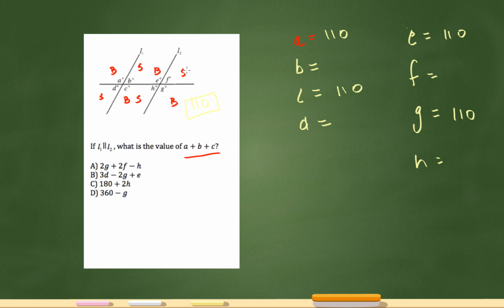See how the big and the small must add up to 180? So if this is 110, that means that this must be 70. So F must be 70, and really the remaining angles now must be 70.